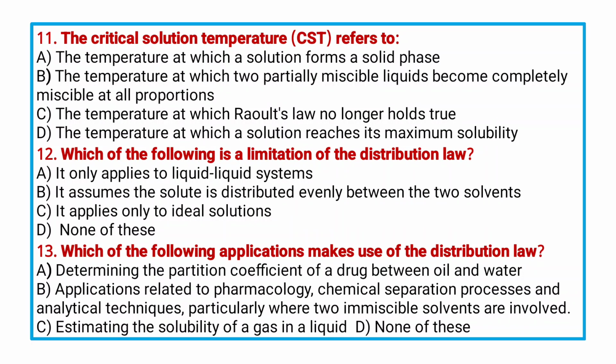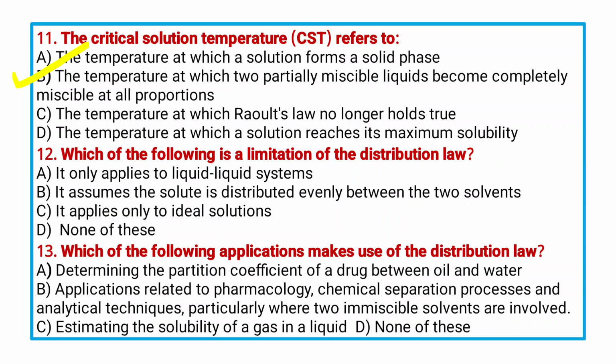Next question, the critical solution temperature, CST. Option A, the temperature at which a solution forms a solid. Option B, the temperature at which two partially miscible liquids become completely miscible in all proportions. Option C, the temperature at which Raoult's law no longer holds true. Option D, the temperature at which a solution reaches its maximum solubility. So option B is the correct answer: the temperature at which two partially miscible liquids become completely miscible in all proportions.